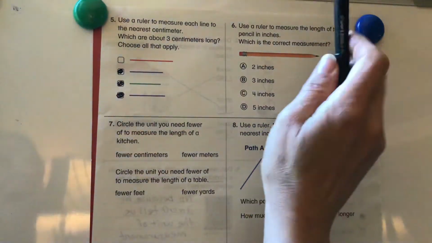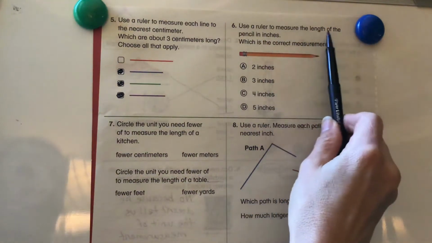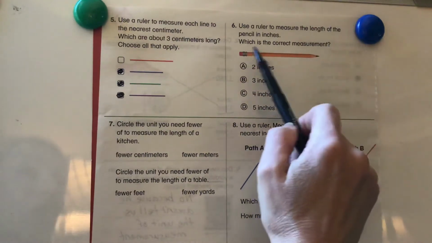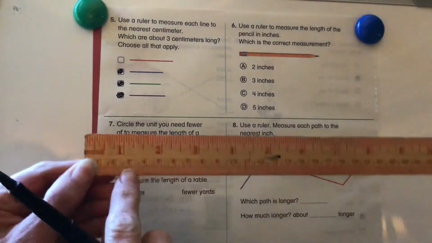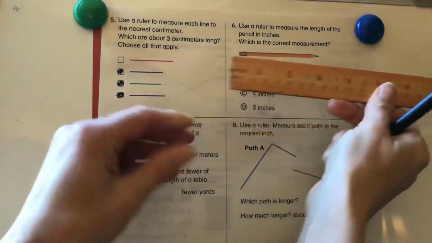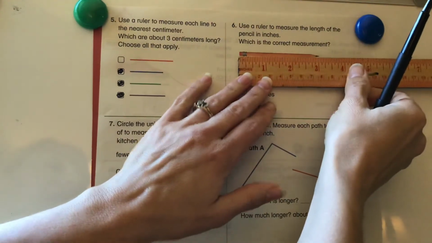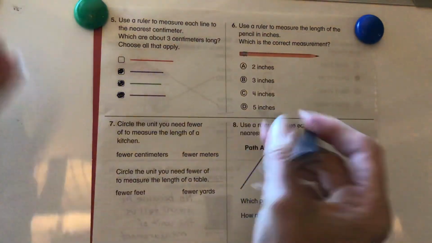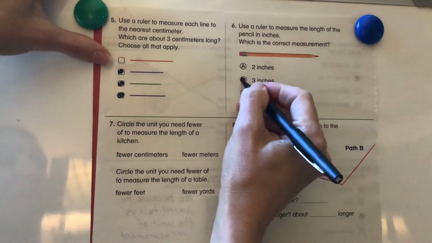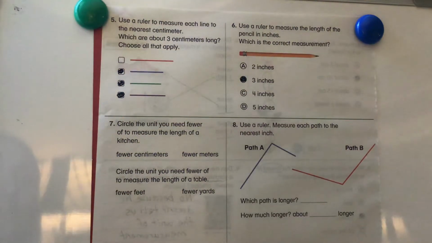Okay? Number 6, use a ruler to measure the length of the pencil in inches. Which is the correct measurement? So we are not doing centimeters, we're doing inches. So I want to make sure to measure in inches. It's about 3 inches. So we're going to bubble in B for 3 inches.